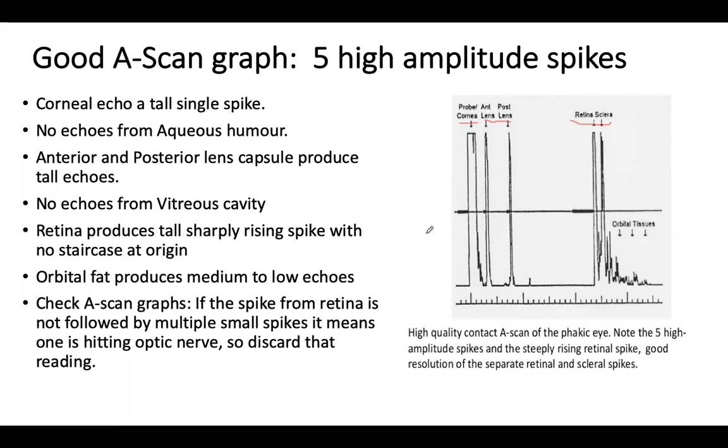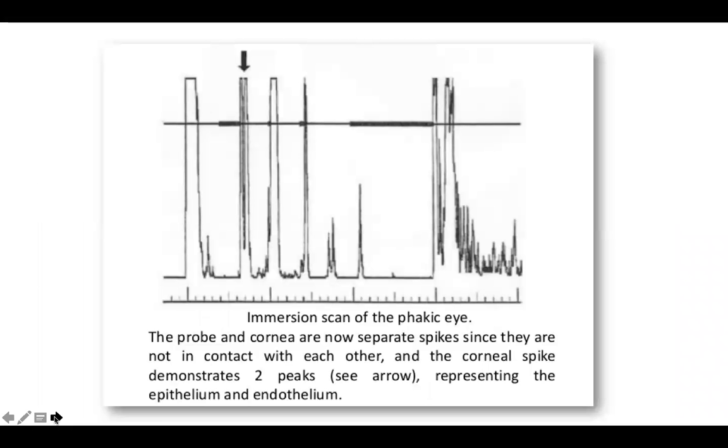However, when we go ahead, this is the scan of an immersion A scan, where the probe and the cornea are shown as two separate spikes because they're no longer in contact with each other.